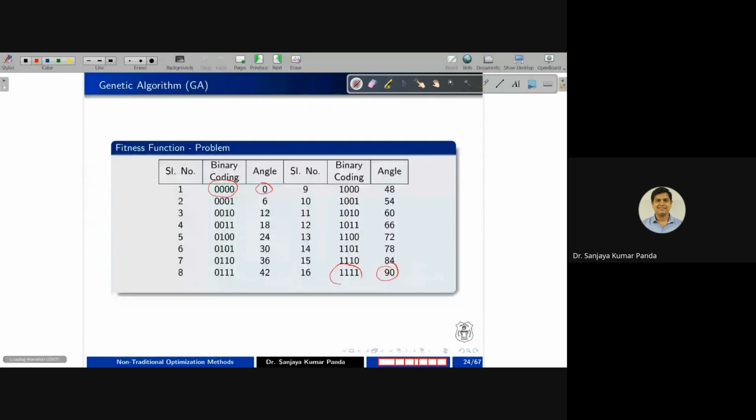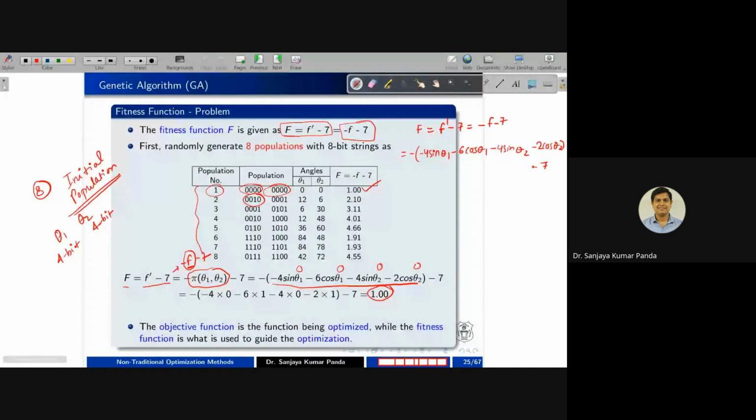What is the corresponding value? 12. So, you need to find sin 12 here and cos 12 here. What is the second coding? Second coding is 0, 0, 0, 1. So, its corresponding value is 6. So, you have to find 4 sin 6 and minus 2 cos 6. If you calculate and solve this using a calculator, you will get the value as 2.10. Like that we can take any number of populations, but for the simplicity of the example, we have taken 8 different populations and we have calculated their fitness values.